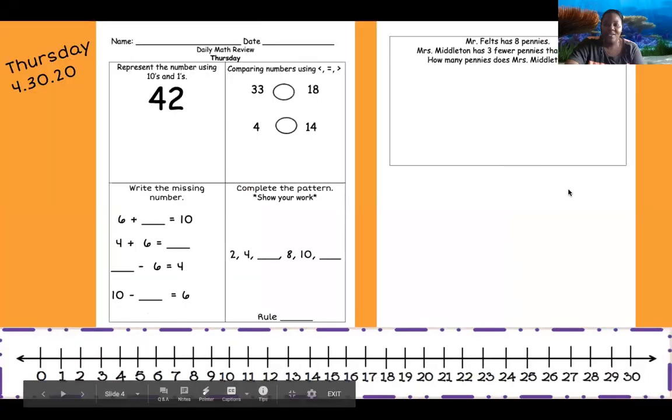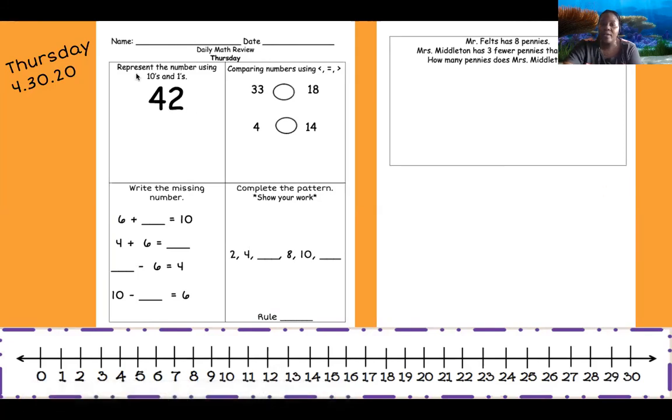Okay. This is what our weekly math review looks like this week. And so the first box, we are going to represent the number using tens and ones. So remember, boys and girls, that's place values. So our 10 sticks and our circles for our ones. Here, we're going to compare numbers using these important symbols. We have the less than, we have the equal to, and the greater than symbol, okay?